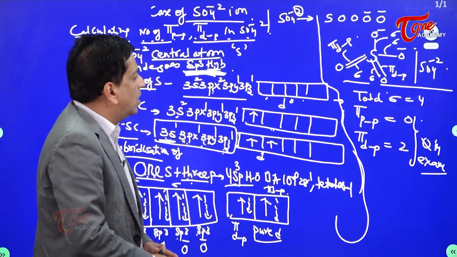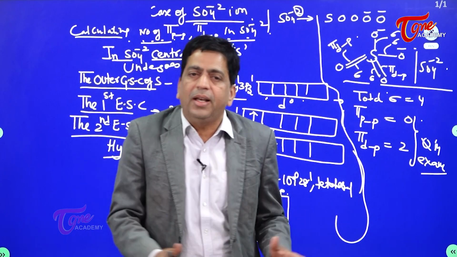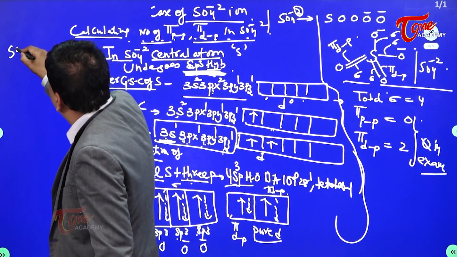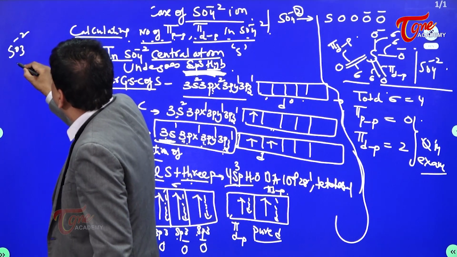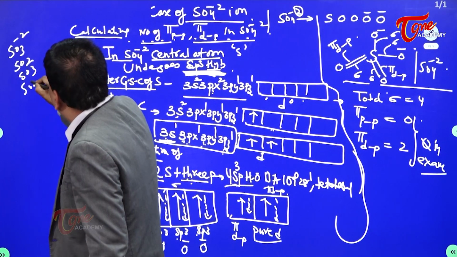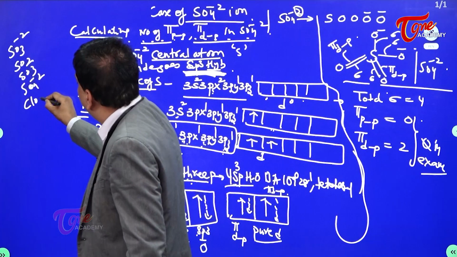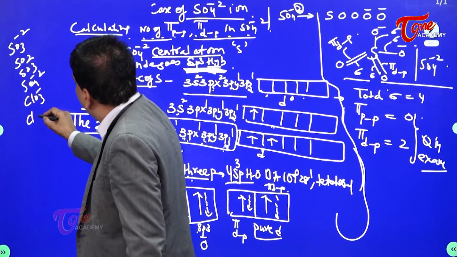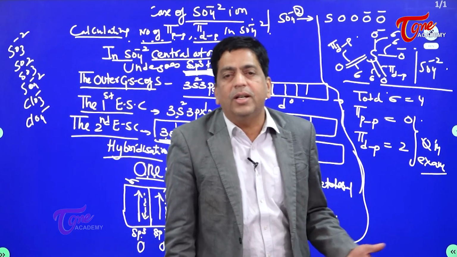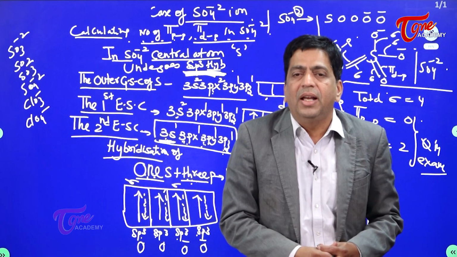These are the questions he will ask you in the exam, you must understand. Similarly, he will ask you the pi dp bonds in sulfite ion, which we need to know. Similarly, he will ask you in SO2, SO3, SO4 2-, ClO3 minus, ClO4 minus, and all these species he will be asking to calculate the number of pi pp and pi dp bonds, and this procedure must be applied.